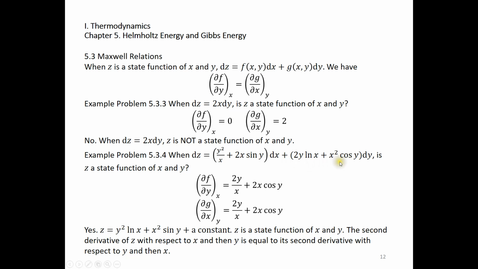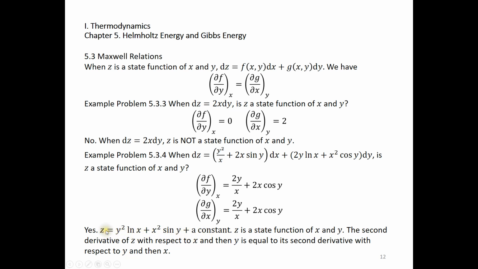Now let's do this part. We're going to take the first derivative of this with respect to x. We copy 2y here; it's treated as a constant. The derivative of ln x is 1 over x. The derivative of x squared is 2x. Now if you compare these two expressions, they are exactly the same. Therefore, z is a state function of x and y, and actually z is y squared times ln x plus x squared times sin y plus a constant. You can easily verify this.